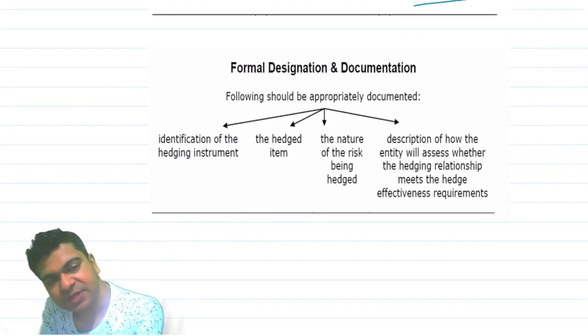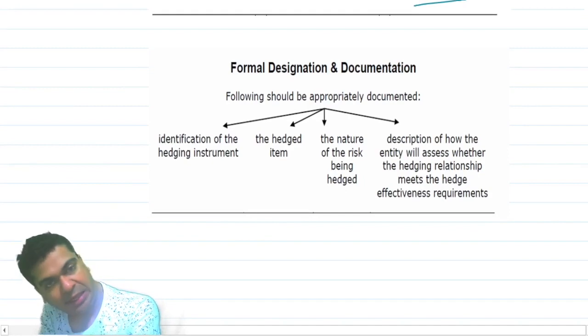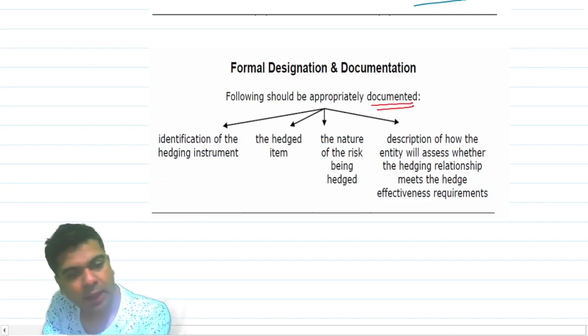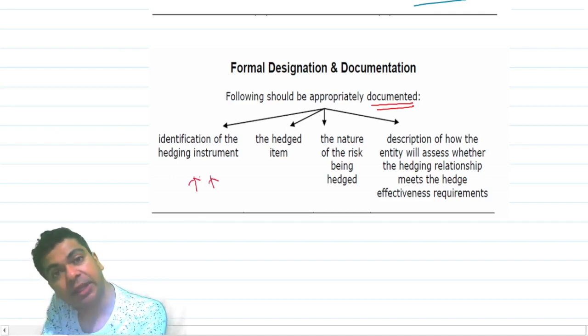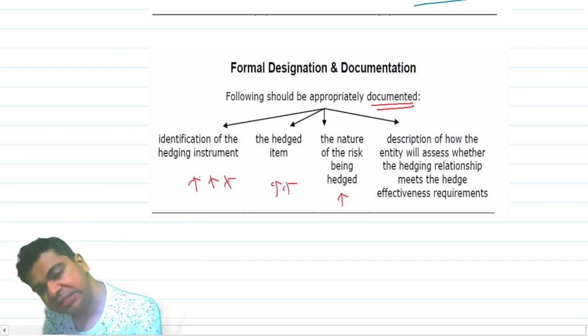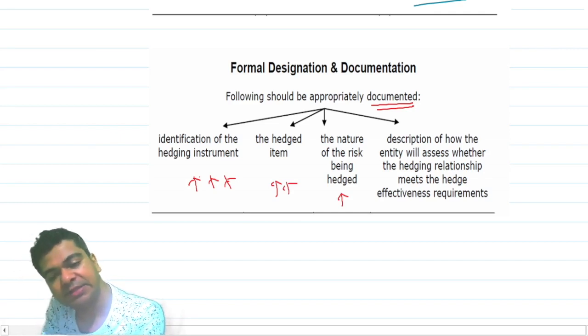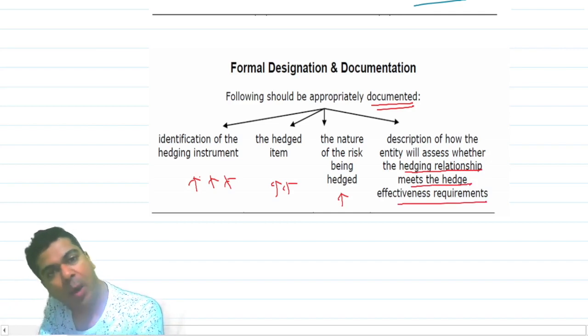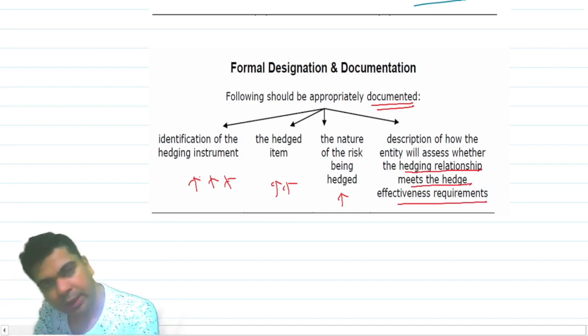And yes, we were discussing that there should be a formal designation and documentation. They are saying the following should be appropriately documented. Identification of the hedging instrument. Which item is your hedging instrument? Which item is your hedged item? What is the nature of the risk that you are hedging? And finally, a description of how the entity will assess whether the hedging relationship meets the hedge effectiveness requirement or not.